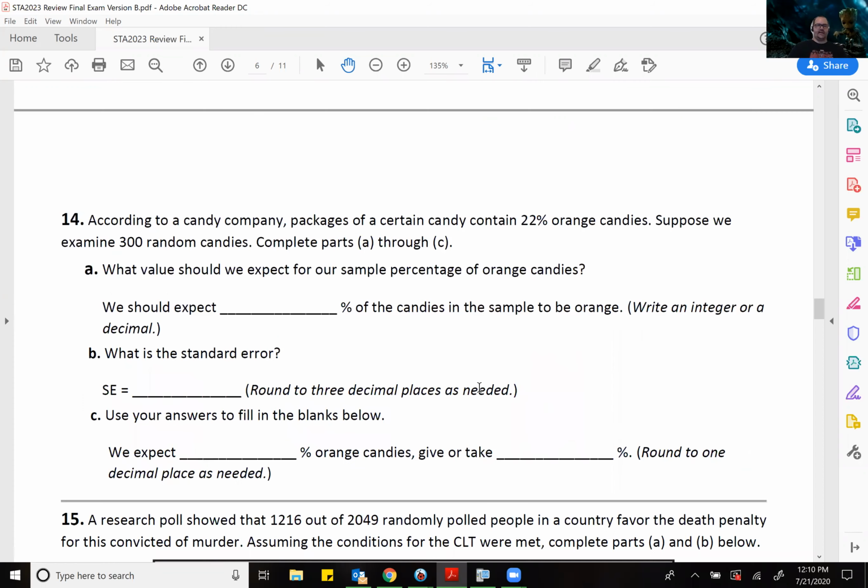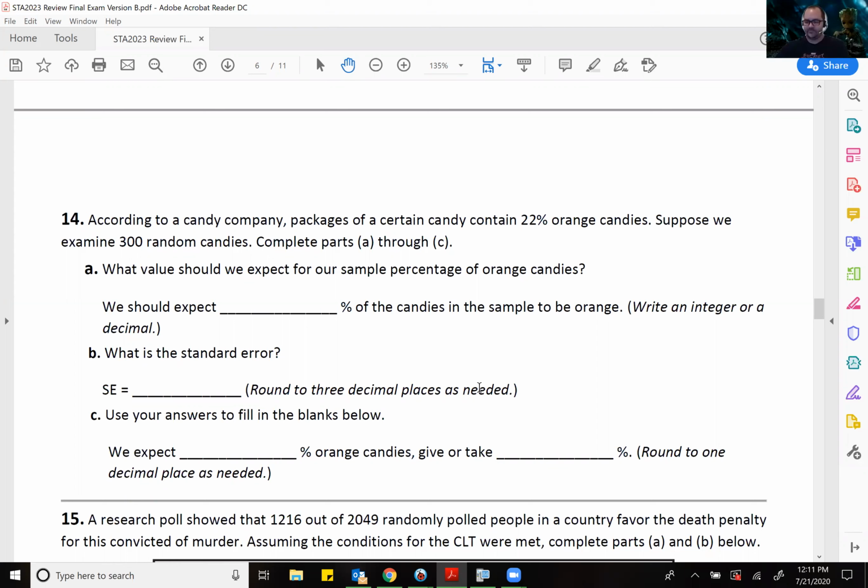Number 14: according to a candy company package, a certain candy contains 22% orange candies. Suppose we examine 300 random candies. Complete parts A through C. All right, so in this one, talking about the candy company, this is coming to us from section 7.2. Okay. So it says, according to a candy company package. All right, so we already read that.